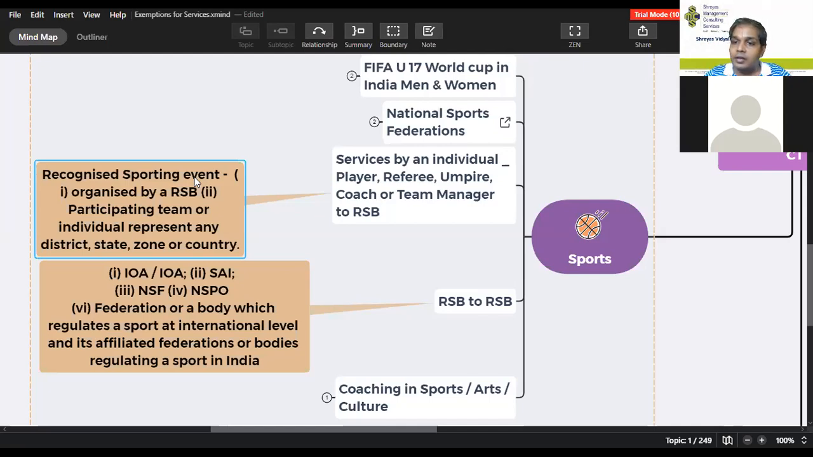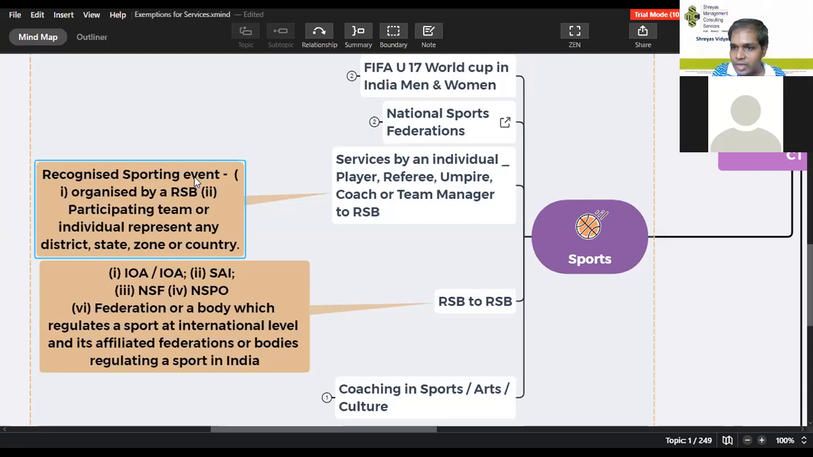You would have heard of something called Ranji cricket. Have you heard of this Ranji cricket, which happens within India? Tamil Nadu versus Punjab, Tamil Nadu versus Haryana, like that they play. That is considered a recognized sporting event. Why? It is organized by BCCI, a recognized sports body. Second, the participants represent a district, state, or a zone. So it is exempt, but not this one. Okay. So I think I'm clear on this point.